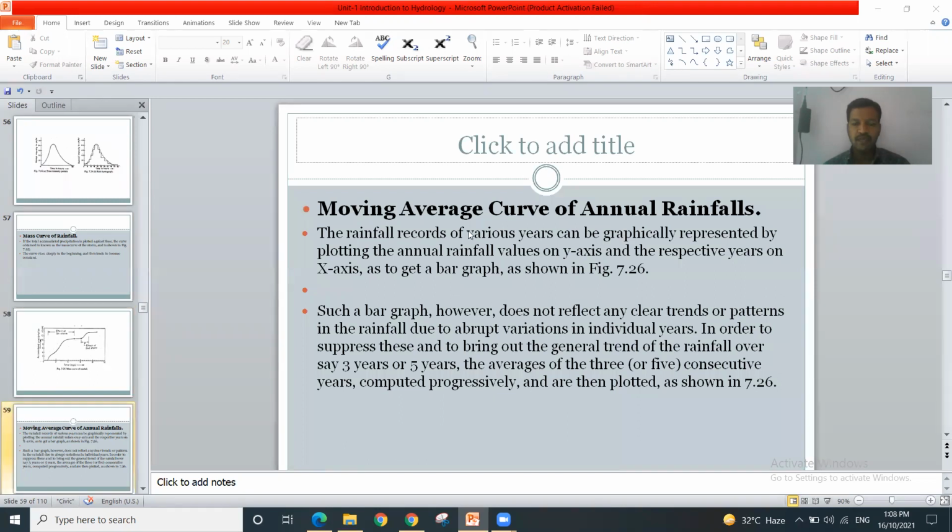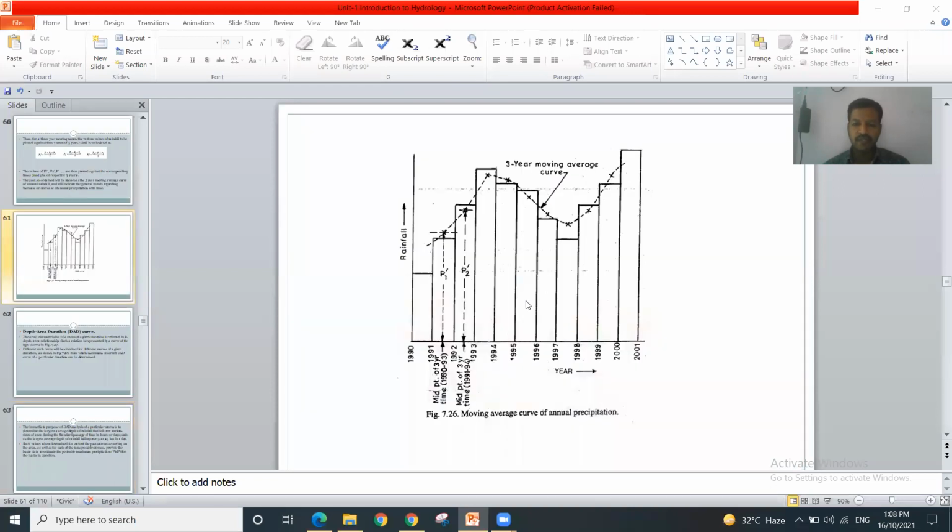And the third one is the moving average curve of annual rainfall. This is a graph of the moving average curve of annual precipitation. The graph is plotted between rainfall and years, intensity of rainfall and number of years. This is a graph which shows the moving average curve of annual precipitation.